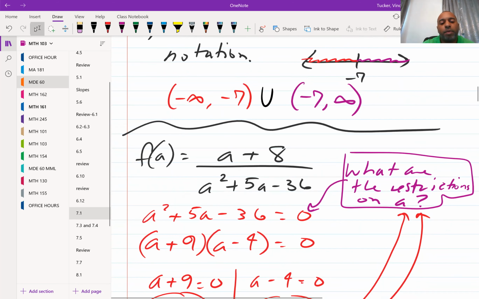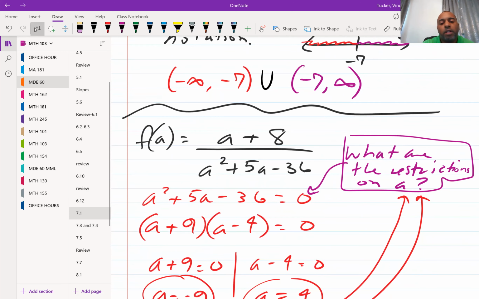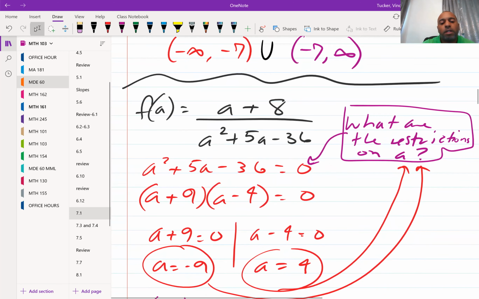I factor that into a plus 9 times a minus 4, and set them both equal to 0. A plus 9 equal to 0 gives us -9 once you solve. A minus 4 equal to 0 gives you a positive 4 once you solve it. So the restrictions are -9 and 4.